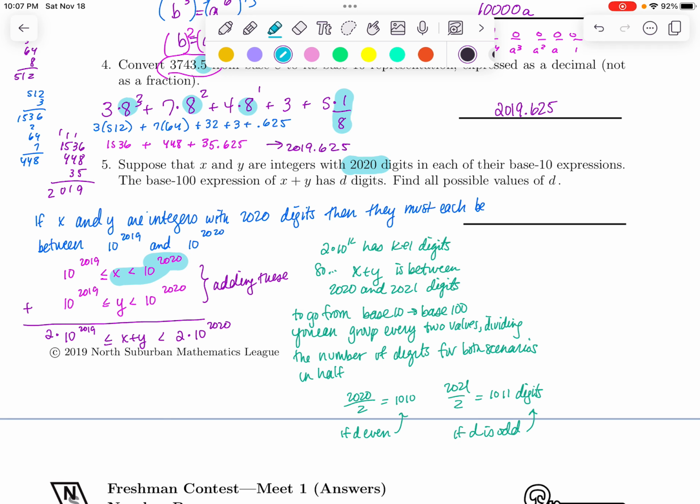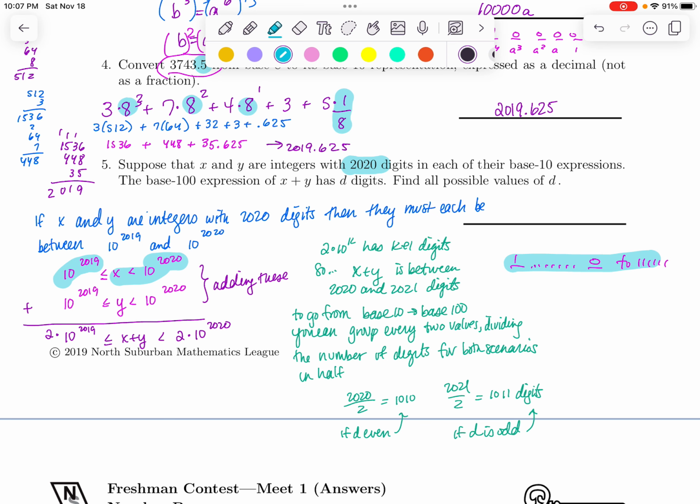However, in order for it to have 2020 digits, it has to be at least 10 to the 2019. Because again, that would give me a 1 in the greatest digit and then zeros elsewhere. So we're essentially saying that my number is between 1, 0, 0, 0, 0, 0, all the way to 1, 1, 1, 1, 1, 1, 1. Okay, so that's what this range is giving me, highlighted in blue. That's going to be true for both x and y, because I know that x and y are integers with that number of digits.